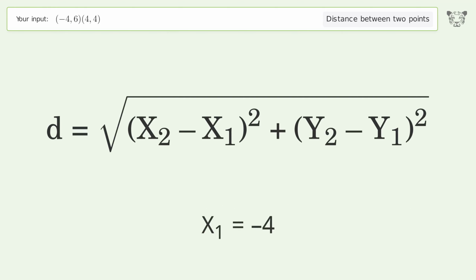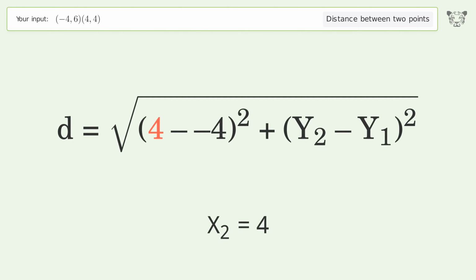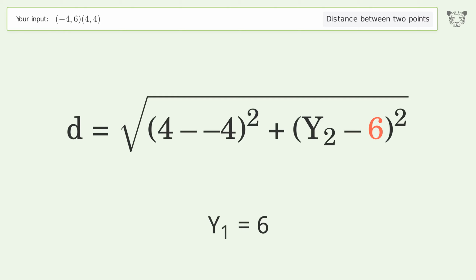x1 equals -4. x2 equals 4. y1 equals 6. y2 equals 4.